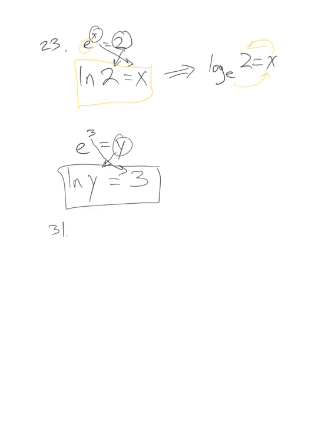Okay, number 31. We haven't done that one yet. That's 3 to the log base 3 of 5. The shortcut is that if the base equals the base, then the answer is just whatever we have there, 5. 5 would be the answer to that.